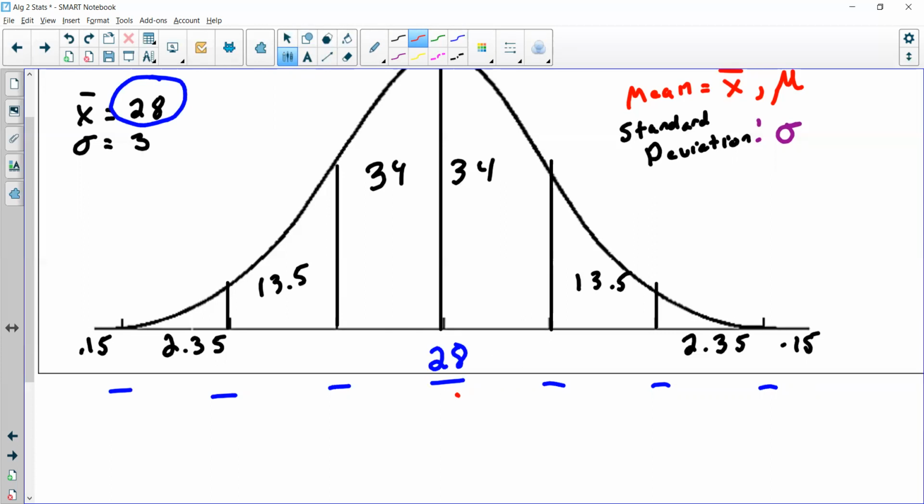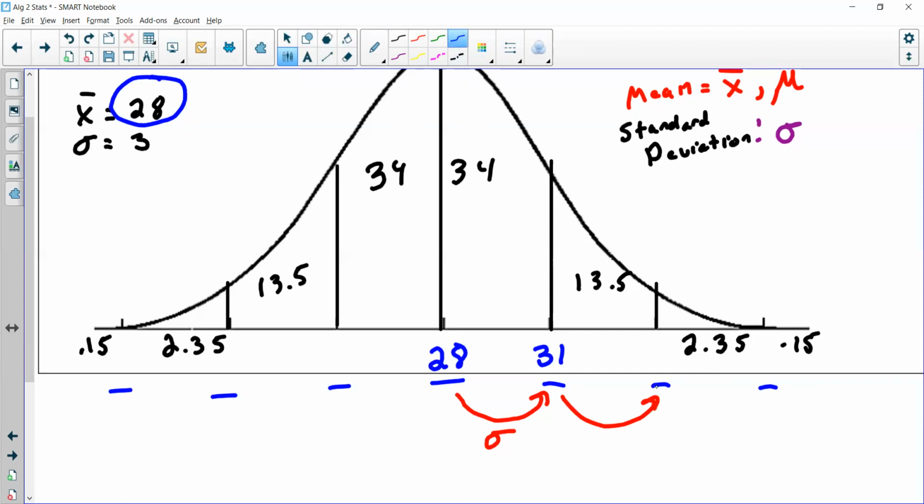Now, when I go up, I'm going to add a standard deviation. But what's the standard deviation in this case? 3. So I'm going to add 3 to 28. 3 plus 28, that's going to give me 31. And guess what I'm going to do again? Add it again.